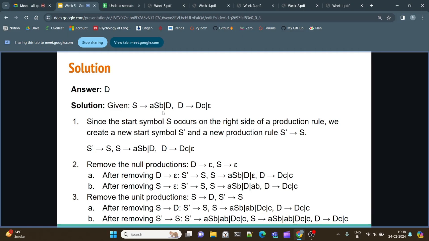In the production rule, let me make the notations clear. S is the start symbol, and we have D. D is a non-terminal or a variable. Other than that, we have A and B, which are terminals. C is also there. So A, B, and C are terminals, and epsilon is a null symbol. Epsilon is also a terminal. As we complete the solution, I think your doubt will also be clear.